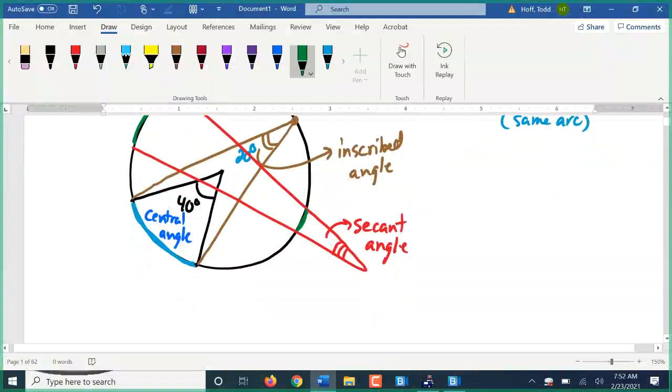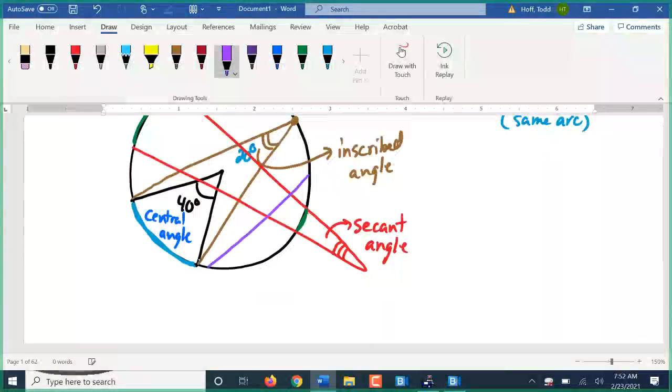And finally, we have an angle like this. This is, of course, a chord. This is a tangent. Because one side of that angle is a tangent, that is referred to as a tangent angle.